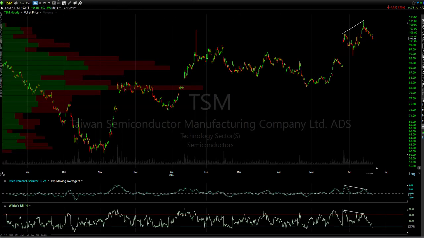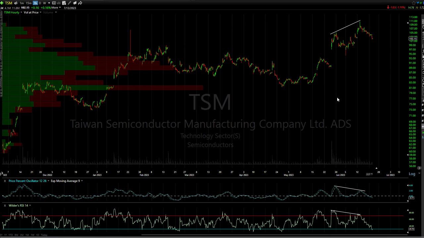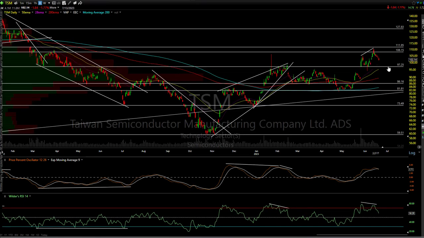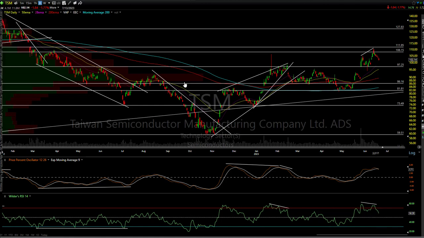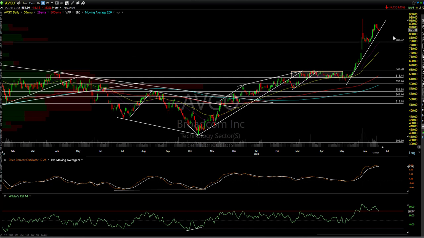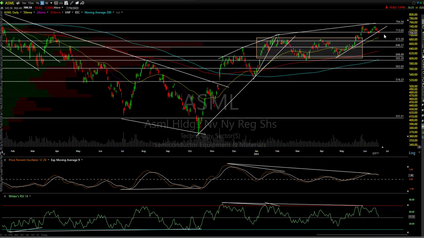Taiwan Semi, second largest holding, at least by market cap, in SOXX. Negative divergence on the 60 as well as the daily. And that's a common theme. Recently made a bullish PPO crossover on the daily. Broadcom, right at uptrend line resistance there. ASML cracking below this trend line right here.